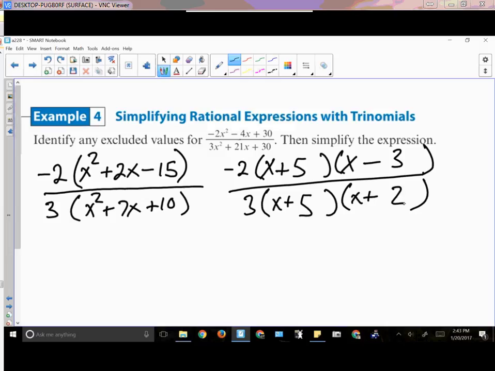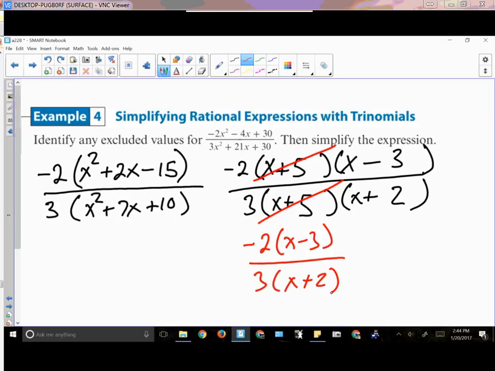So I've got it factored now. 5 times 2 is 10. 5x plus 2x, 7. 5 times negative 3, negative 15. Positive 5x minus 3x, positive 2. So can I do any canceling? Do I see something that is the same on top and the same on the bottom? That turns out to be right here. The x plus 5 and the x plus 5 cancel. Nothing else is going to cancel. So the answer is going to look like negative 2 times x minus 3, over 3 times x plus 2. Yes?